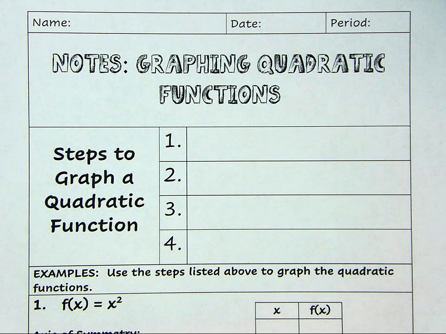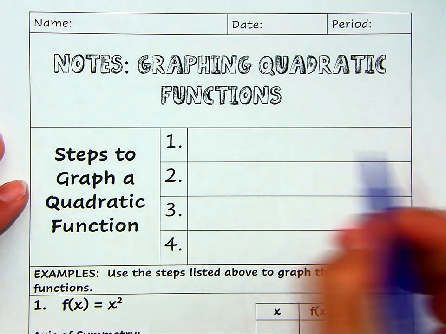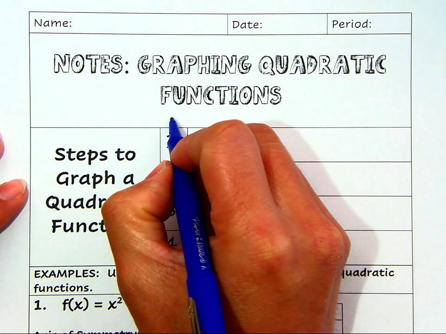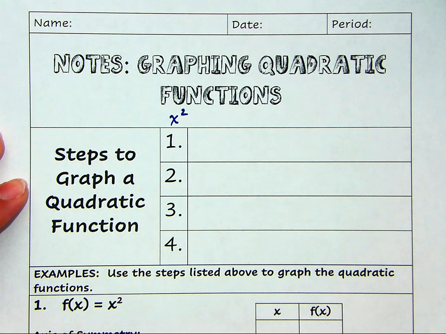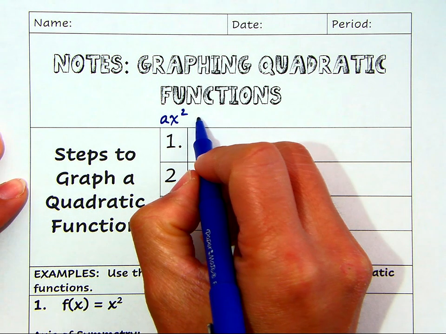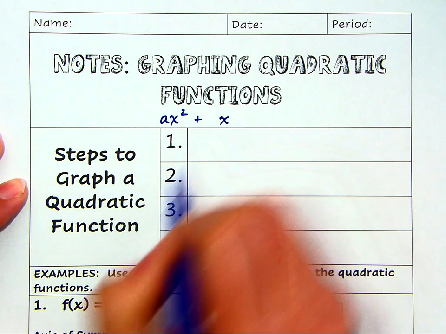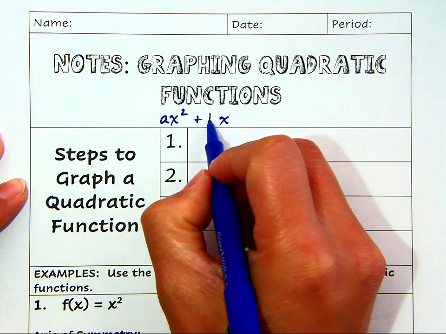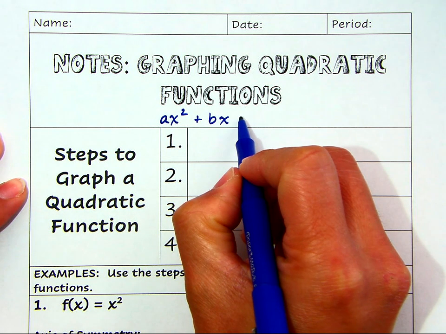Well, to relate it to our last unit, a quadratic function is going to be a polynomial of the second degree. So that means it's going to have a second degree term to it, and there might be a coefficient in front of that term. It's going to have a first degree term in it, possibly with a coefficient, and maybe a constant, which we'll call C.